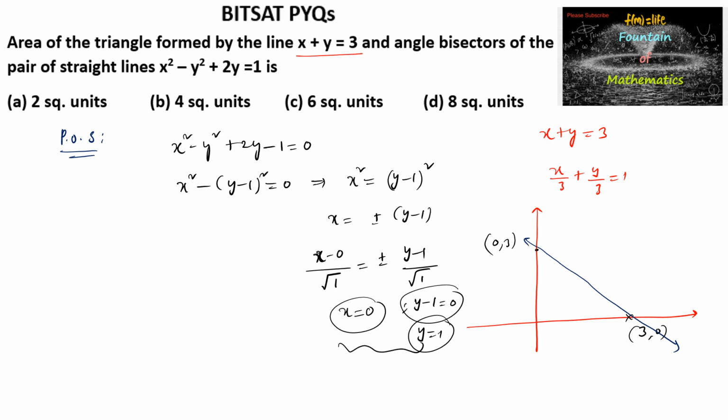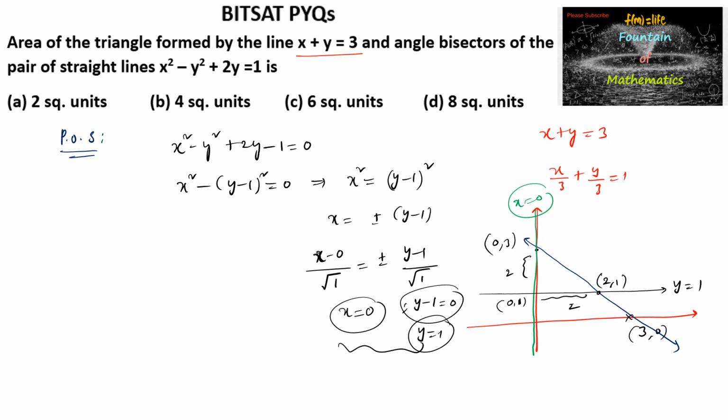So x is equal to 0 and y is equal to 1 are the bisectors of this pair of straight lines. So x is equal to 0 is a vertical line, but that is y axis, and y is equal to 1 is a parallel to x axis. So let us consider the line just drawn parallel to x axis, that is y is equal to 1, and when y is equal to 1, substituting here we get x is equal to 2. So we get the point 2 comma 1. So we have 2 units here, and since this point is 0 comma 1, so here 2 units.